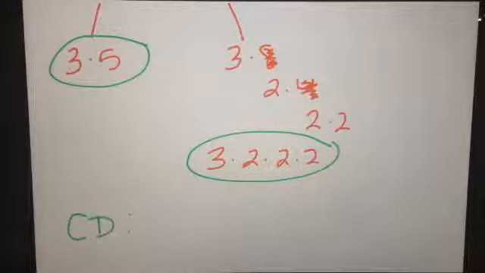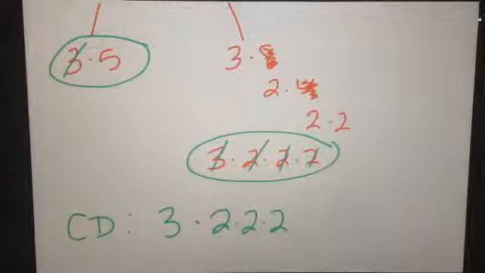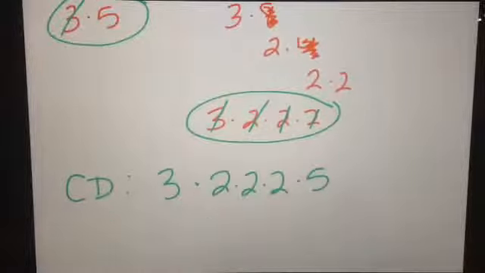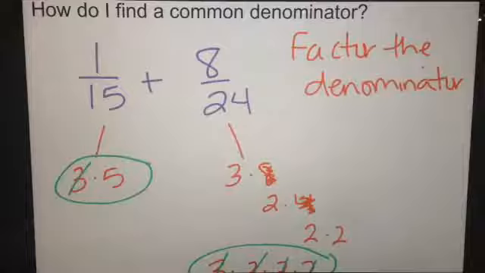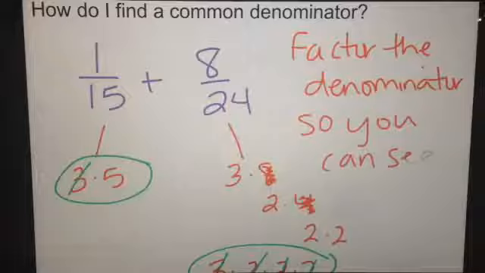So my common denominator here for sure needs to have a 3 because both of those denominators have 3's in them. To match up with the 24, it's going to need to have three 2's because I have to be able to use all of them. So 1, 2, 3, so they're all used. And then it also needs a 5 for the 15. So my common denominator here is 3 times 2 times 2 times 2 times 5, which is 120. That is my common denominator. So factor the common denominator, and you might add more to that so you can see all of the pieces you need.